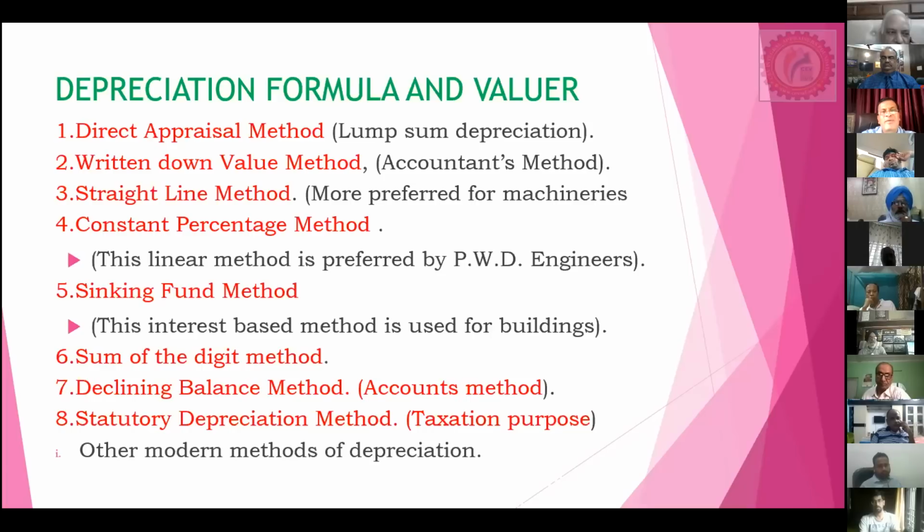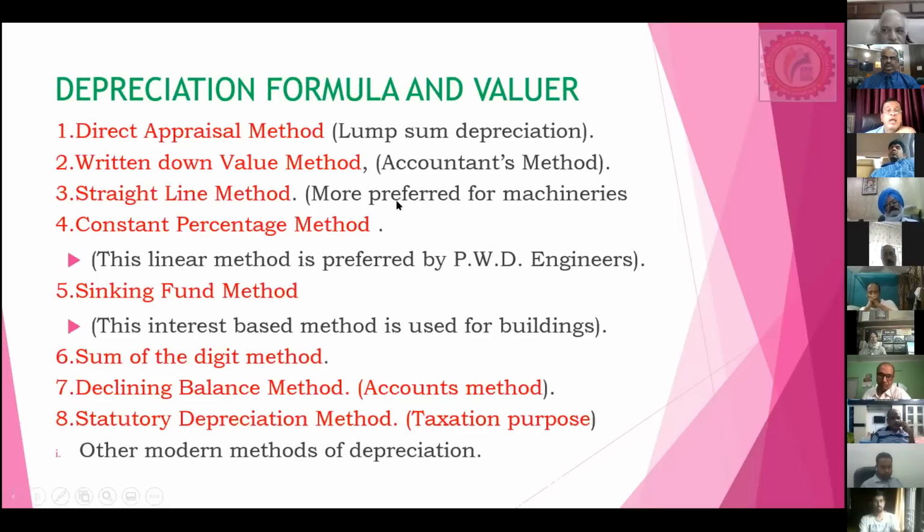It requires a lot of skill, ability, knowledge, and intelligence, and it is not so easy. One engineer will decide 5 lakhs and another engineer will decide 10 lakhs. How to decide that 5 lakhs, how to decide that 10 lakhs? It requires a lot of experience. Let us not worry about the direct depreciation method. Now, the written down value method. Who will use this method? Accountants will use this method.